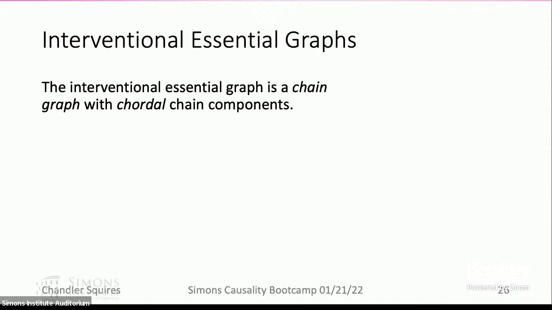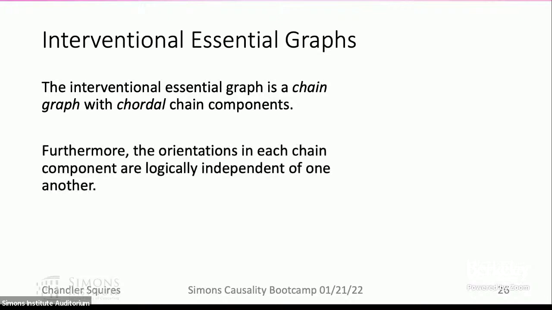There's this nice characterization of the interventional essential graphs as satisfying these two properties. One is that it's a chain graph. We'll unpack what that means. Chain graphs have chain components, and we're going to say each of those is chordal. Another useful result in this field is that within each of these chain components, the orientations of different edges are logically independent of each other. If you orient something in one of the chain components, you can't conclude anything about orientations in a different chain component.